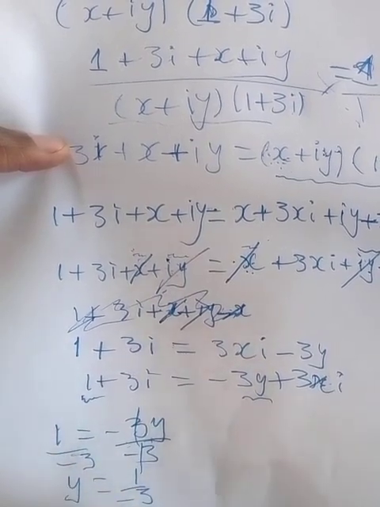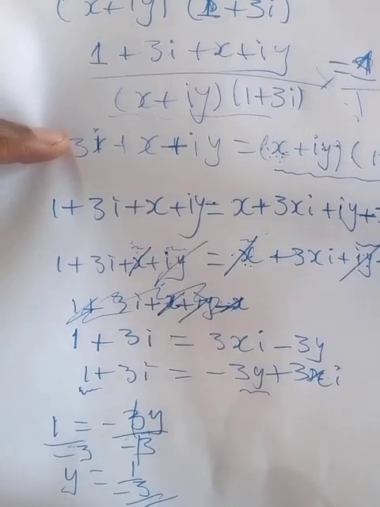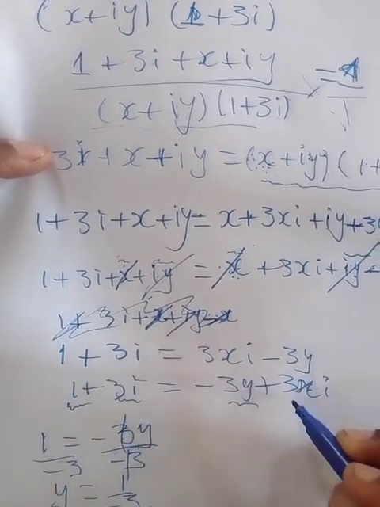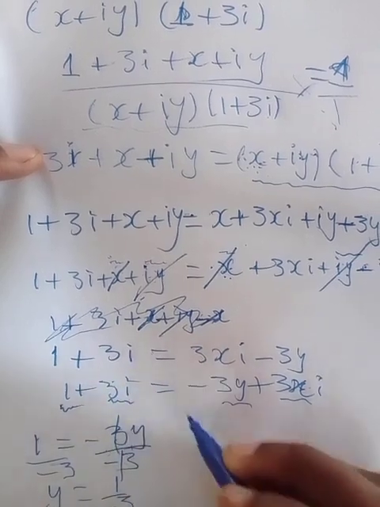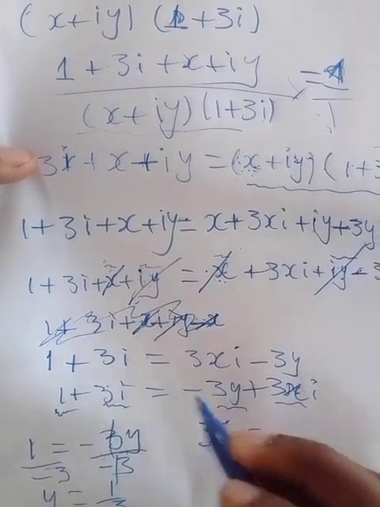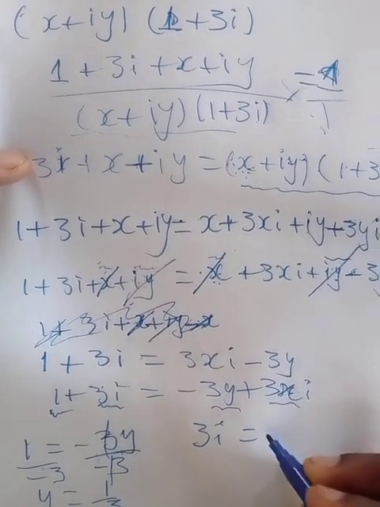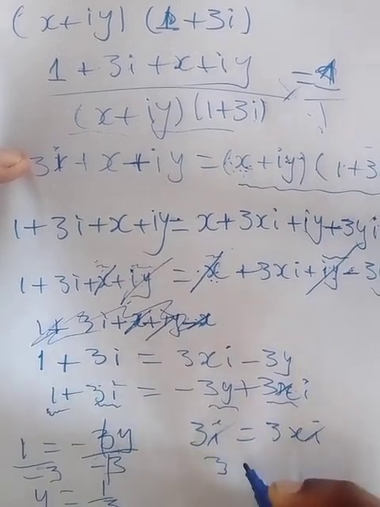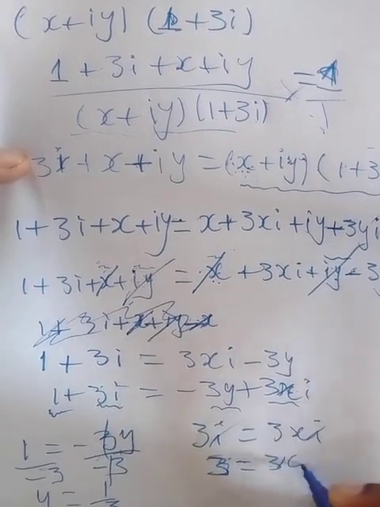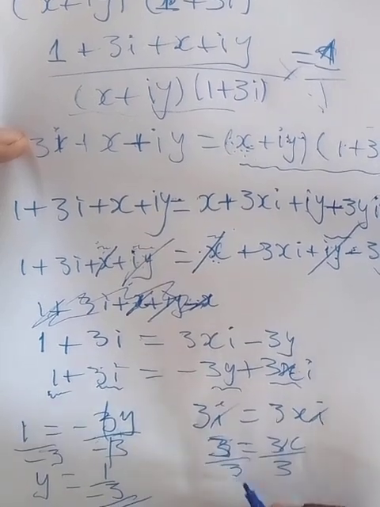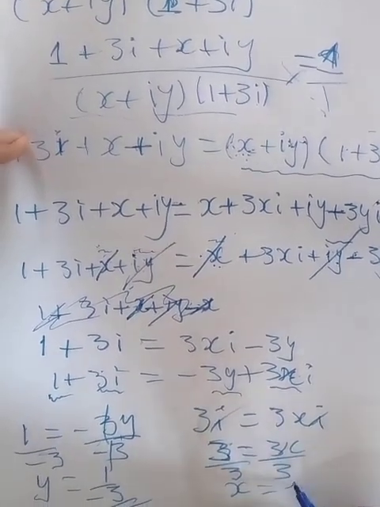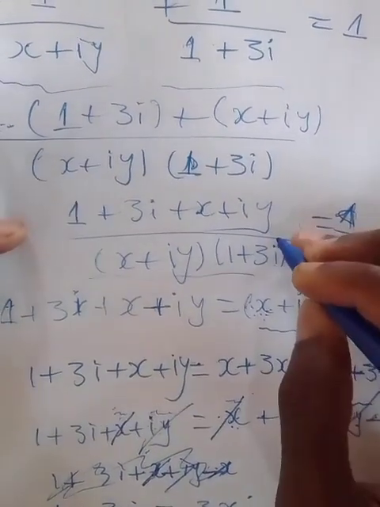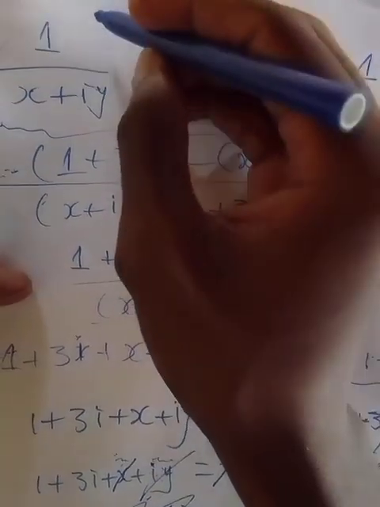Okay, and then what else is that the imaginary parts are equal. So it is same as saying that this imaginary part, which is 3i, is equal to the imaginary part on this side, which is 3xi. I told you that you get rid of the i's, so you're just going to have 3 is equal to 3x. You divide through by 3, you're going to have x equal to 1. Okay, so in simple terms, according to what we have found, the value of x is 1, the value of y is negative 1 over 3. This is how you do it.